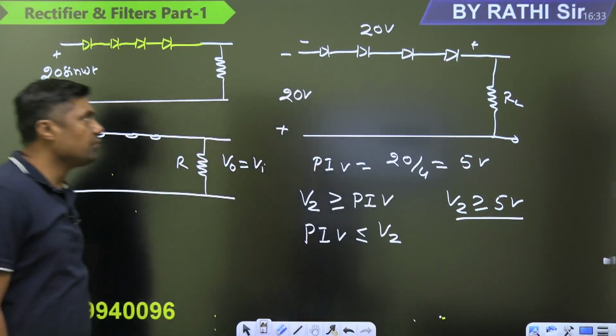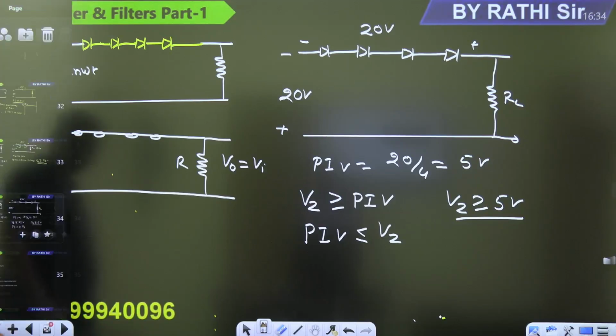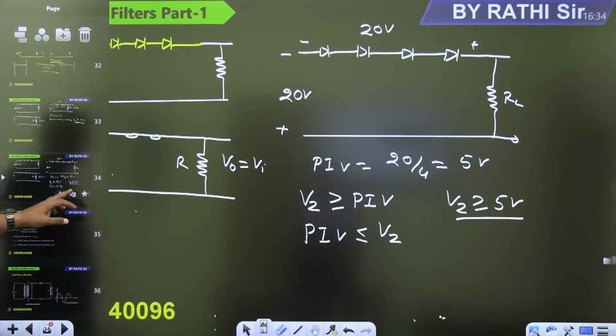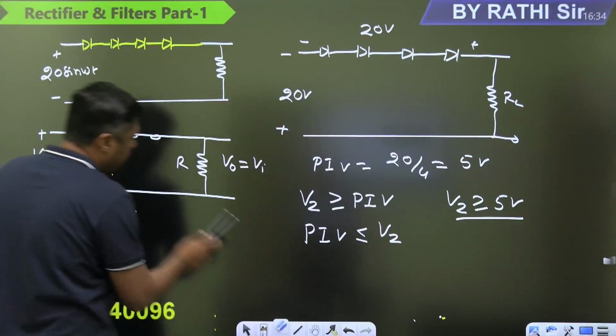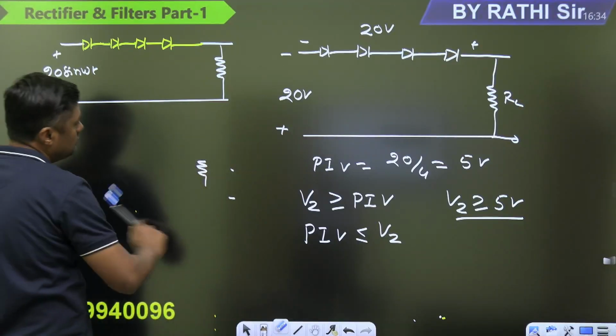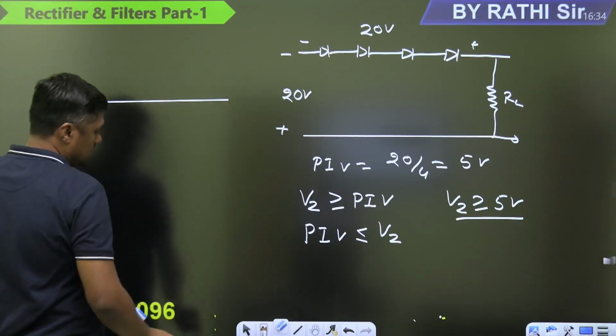Okay. So this is a very simple question, and a very important concept. Now, we are reducing the PIV. For example, we are connecting a number of diodes and we are reducing the PIV. Okay, so what is the problem here? There is one problem.